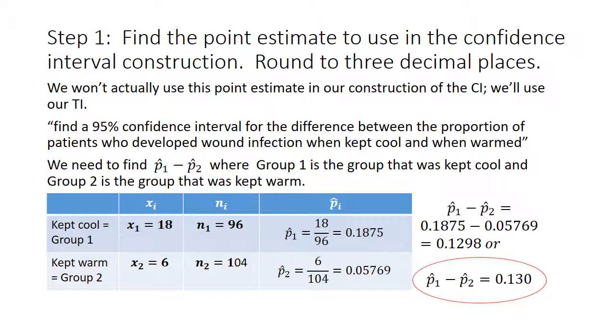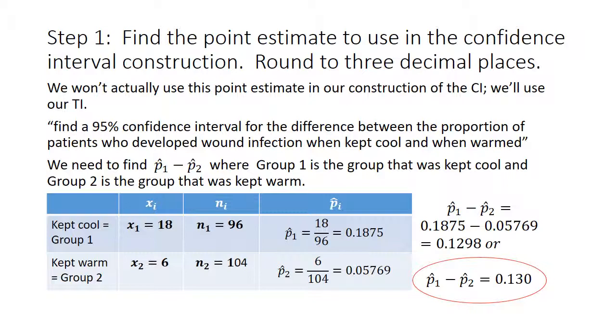So x1, the number of patients that developed wound infection of those who were kept cool, there were 18. N1, the number of patients who were kept cool in our study. 96 patients were kept cool. To find p hat 1, we take that number of successes in the sample divided by the sample size, 18 divided by 96. Bam, 0.1875. 18.75% of the group that was kept cool developed wound infection.